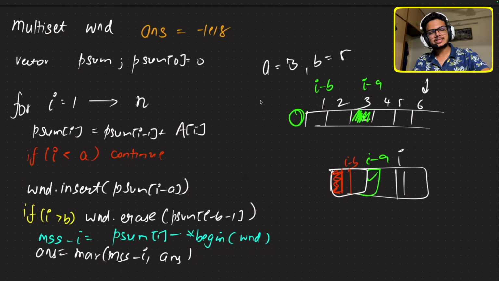You just maintain a window of prefix sums and keep on sliding the window as you move ahead, while contributing to the answer from every possible index, and then update the answer at every possible index.